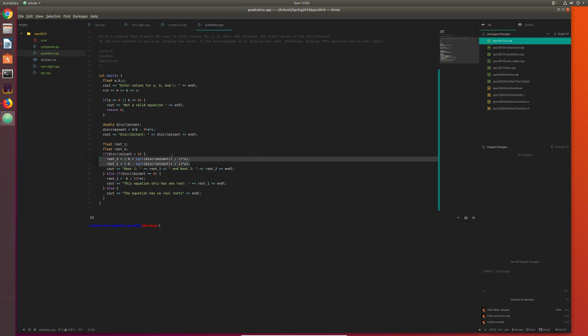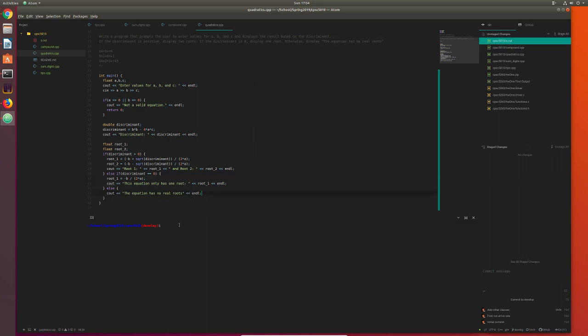Now these equations are just from a math book. It's basically just how you get the roots of a quadratic equation. It's pretty simple. And then I just print out the results. Root 1 is that, root 2 is that. However, if the discriminant is 0, root 1 is just negative b divided by 2 times a. And then I print out that this equation only has one root, and then the root. And otherwise, if it's negative, the equation has no real roots and only imaginary roots. And thankfully, we don't have to calculate those because he just wants us to display that the equation has no roots.